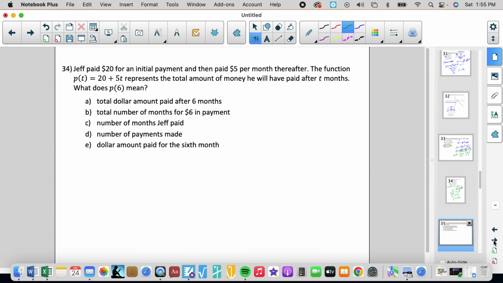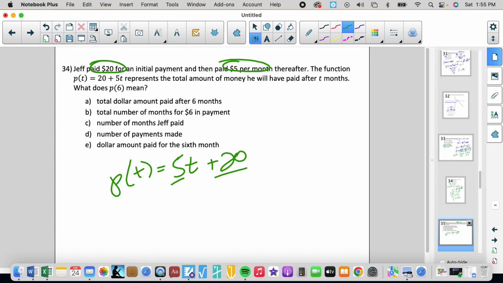Jeff paid $20 for an initial payment and then paid $5 per month thereafter. There's my fee. There's my times. So the function P of T equals 5T. I would have done months, M, plus 20. This is the fee. This is the monthly charge. What does P of 6 mean? Well, remember, no wonder they didn't use M for months. T is the number of months, no, total dollar amount. What is P? Yeah, that's an output, remember. So that's the output, that's the amount paid after 6 months.